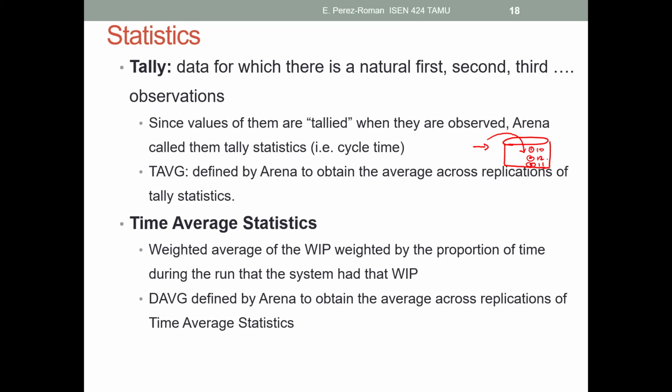Values are tallied when they're observed. For example, the cycle time. And then we have these TAVG. This is defined by ARENA, and it is used to obtain the average across replications of tally statistics. So let's talk about that a little bit.